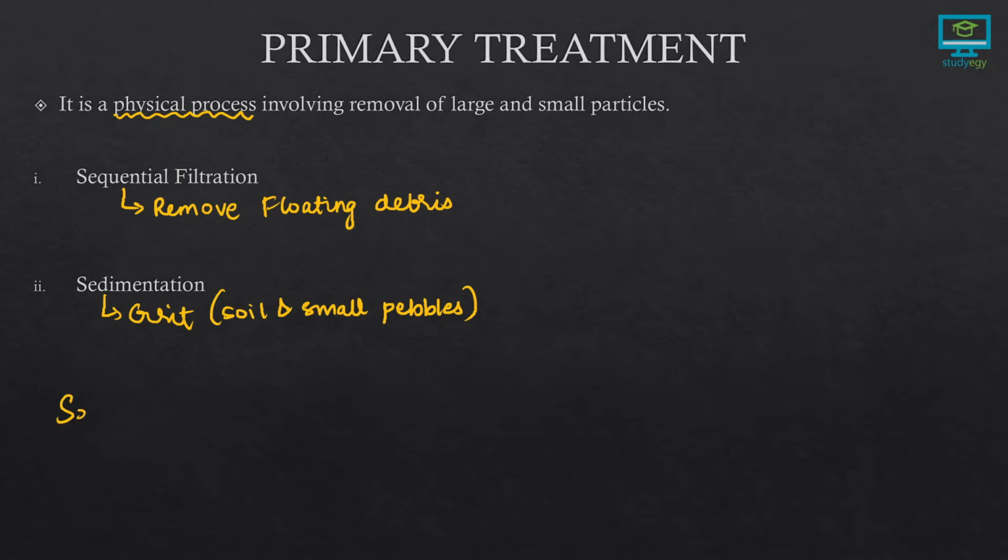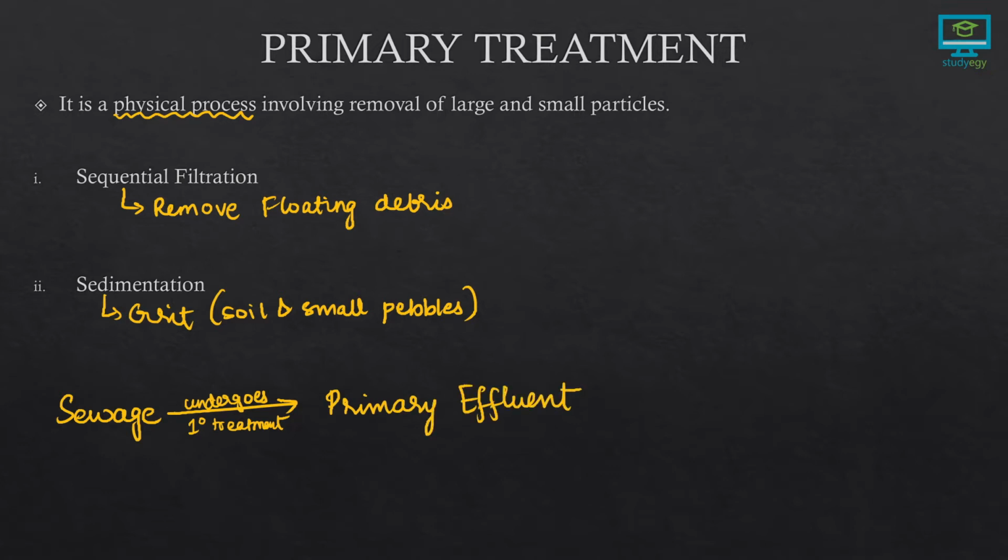So we can write it this way: the sewage undergoes primary treatment to form primary effluent. Now this primary effluent is sent out for secondary treatment.